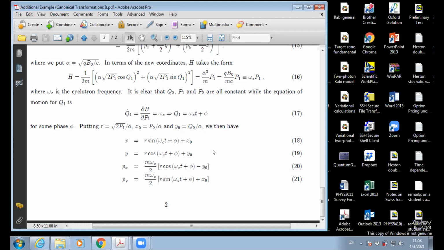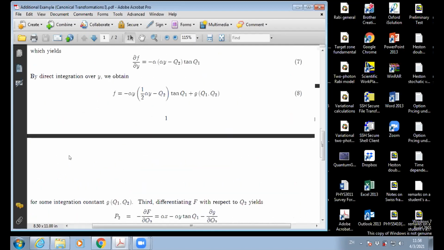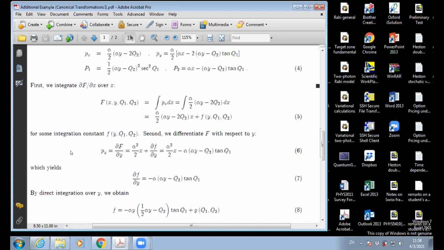And the path, the trajectory of the particle, is a circular path, or a circle. And the corresponding momenta are given here in equations 20 and 21. And we can see that the momenta are oscillating sinusoidally, all right? So this is the solution for this example. I will upload it to the course web page as well.